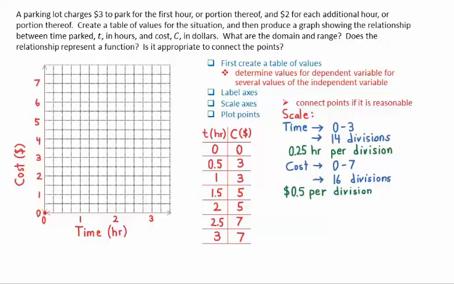We can then plot the points: (0, 0), (0.5, 3), (1, 3), (1.5, 5), (2, 5), (2.5, 7), and (3, 7).